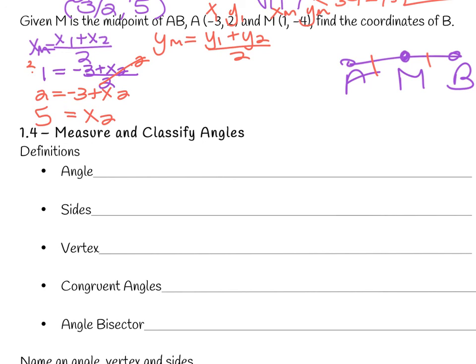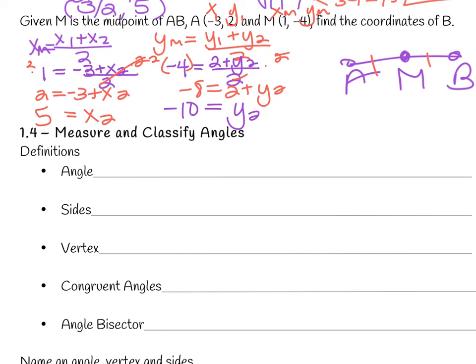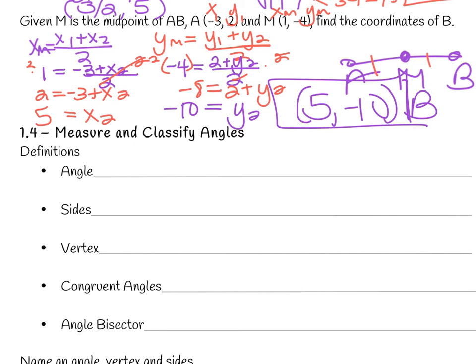Same thing over here. Now we're talking about the y's. So the y coordinate of your midpoint is -4. y1 is 2. y2 is what I don't know. Divide by 2. Multiply by 2 on either side. -8 equals 2 plus y2, because the 2's have canceled here. Subtract that 2, and y2 equals -10. So 5, -10 are the coordinates of my other endpoint, which is B.